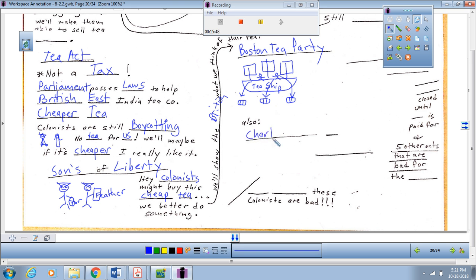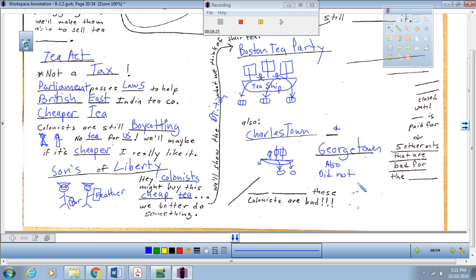Like was said before, Charlestown and Georgetown also had tea parties, and they did not allow tea to be sold. Smaller tea parties, not on the scale of Boston, but still, colonists from South Carolina climbed on board ships in Charlestown and Georgetown and threw the tea into the ocean.